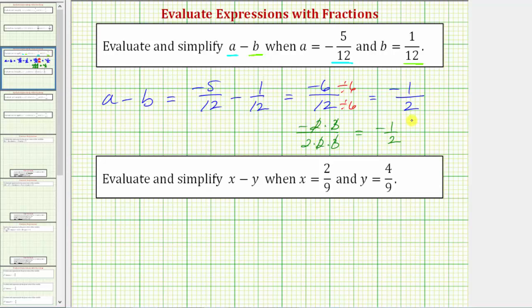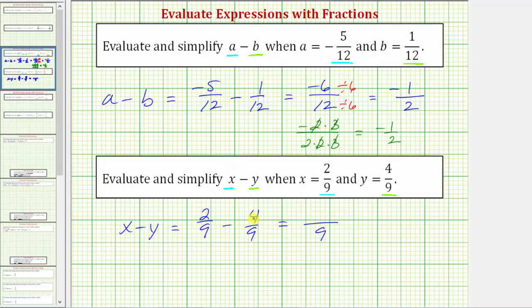Now let's look at our second example. We're asked to evaluate the expression x minus y when x equals 2/9 and y equals 4/9. So again, for the first step, we substitute 2/9 for x and 4/9 for y. So the expression x minus y is equal to 2/9 minus 4/9. Once again, we know we must have a common denominator in order to add or subtract fractions, which we already have. We have a common denominator of 9, so the denominator stays 9. And now we subtract the numerators.